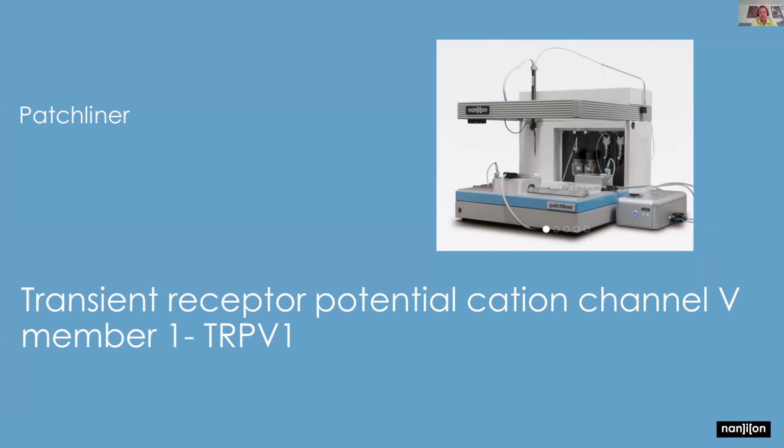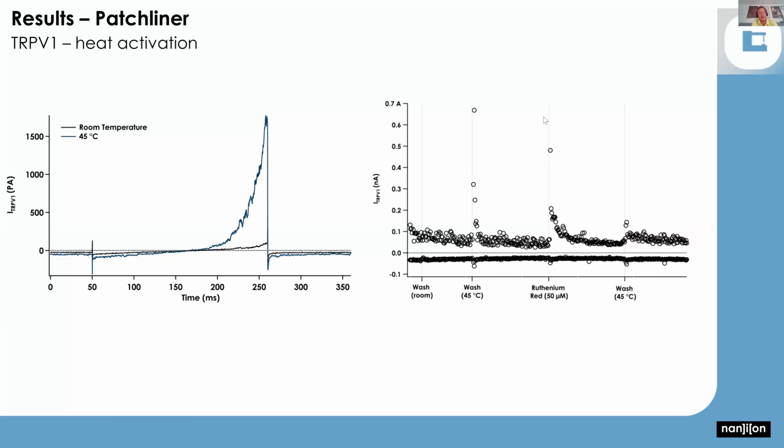So I would like to show the results. First, the transient receptor potential cation channel number 1, so the TRPV1. This was performed on the PatchLiner. As you can see on this slide, on the left-hand side, you see the original recording, and the blue trace shows when the 45-degree external solution was applied. And as you can see in the time course, there was a huge and very rapid activation of the channel.